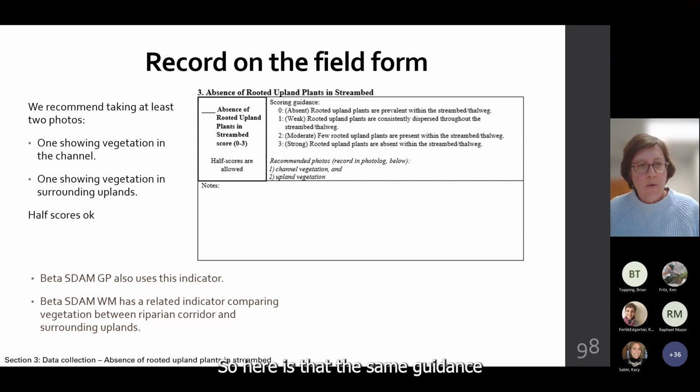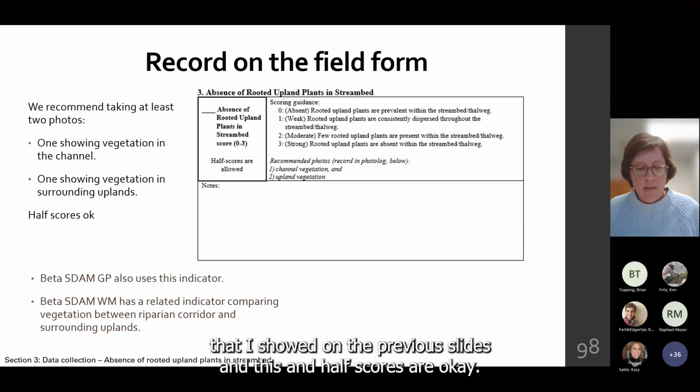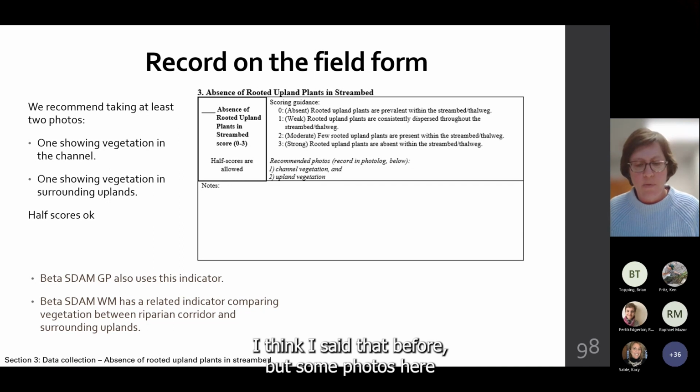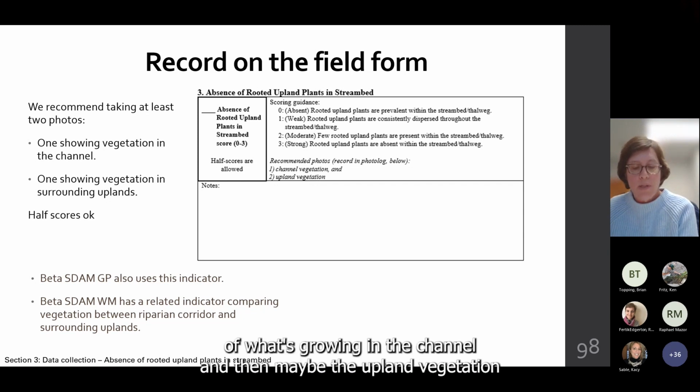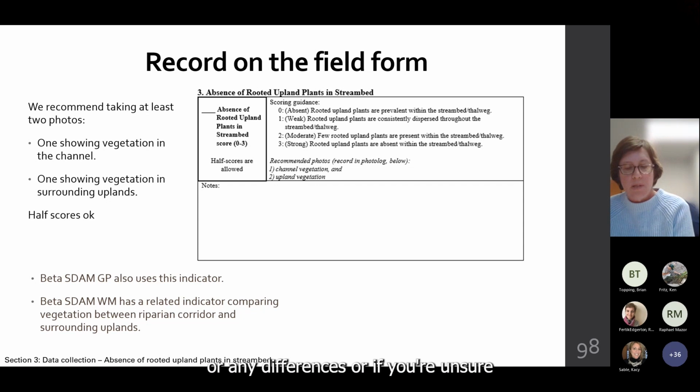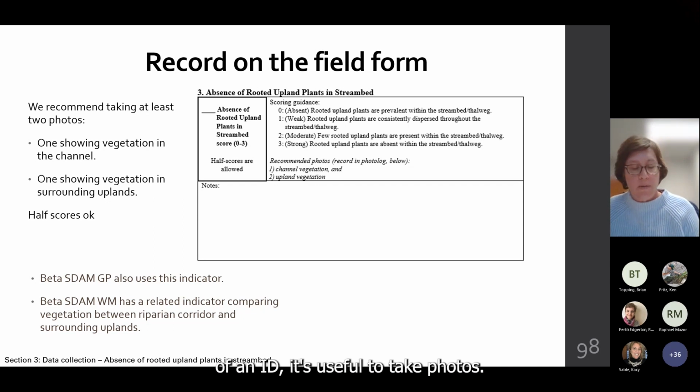Let's see. So here's the same guidance that I showed on the previous slides. And half scores are okay. I think I said that before. But some photos that are recommended are taking photos of what's growing in the channel and then maybe the upland vegetation, or any differences, or if you're unsure of an ID, it's useful to take photos.